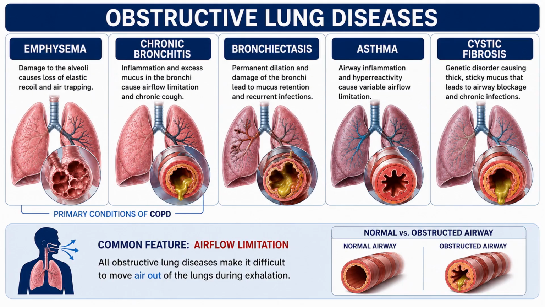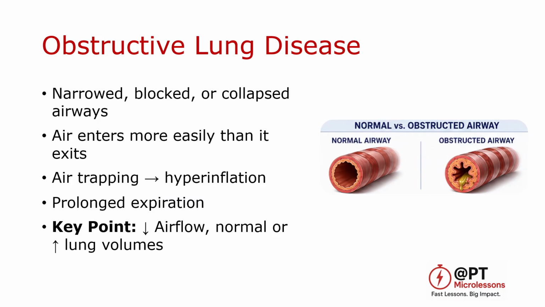Notice the comparison in the lower right corner of the slide. A normal airway has a wide, open lumen, whereas the obstructed airway is narrowed by inflammation, mucus, airway remodeling, or loss of structural support. This narrowing increases resistance to airflow, particularly during exhalation, making expiration the hallmark problem in obstructive lung disease. Although the underlying causes differ, the mechanism of airflow limitation is similar across obstructive lung diseases.